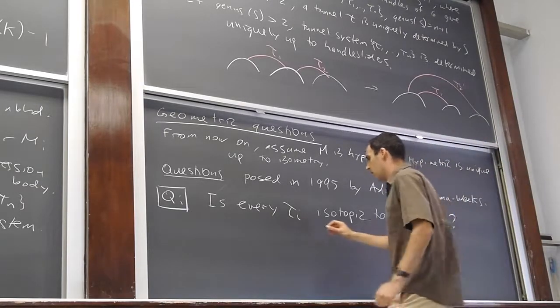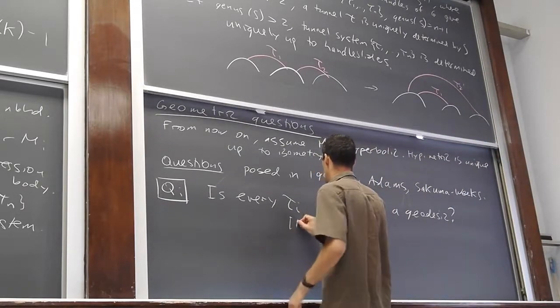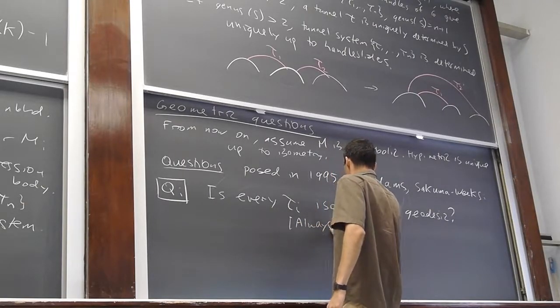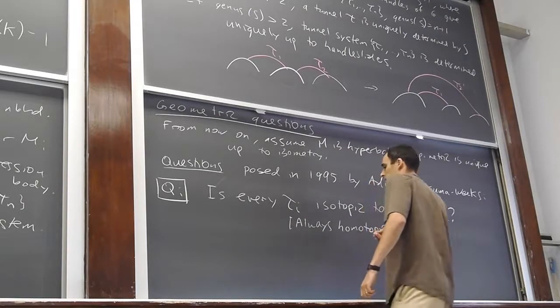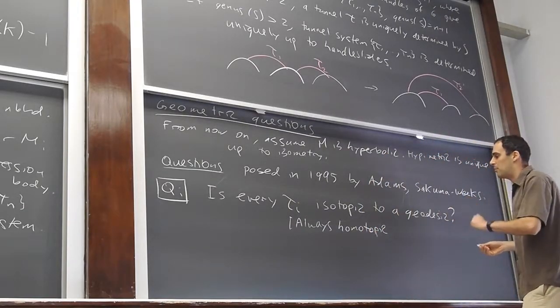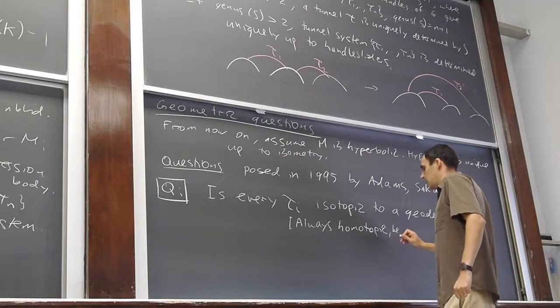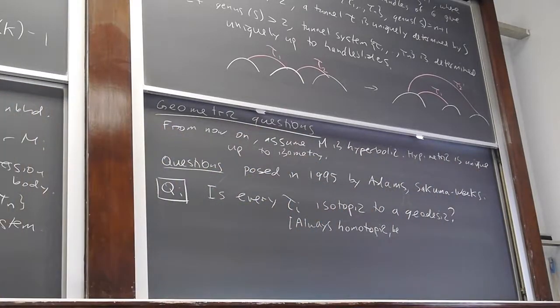So one remark is that it's always homotopic to a geodesic, because the tunnels are topologically non-trivial, if there are no redundant tunnels.